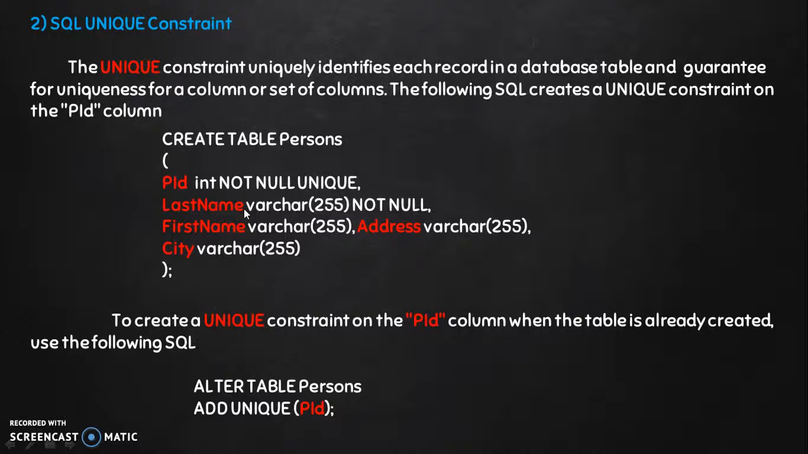This unique statement can also be created if the table already existed, using the alter command. So alter table person. In order to add this unique constraint to an existing table, we have to add a particular add statement along with the unique construct, and we have to mention the attribute name for which we are following the unique constraint.